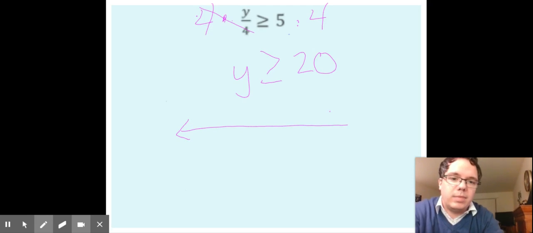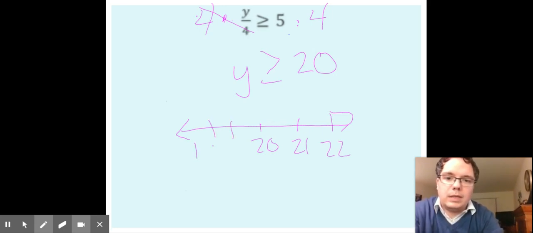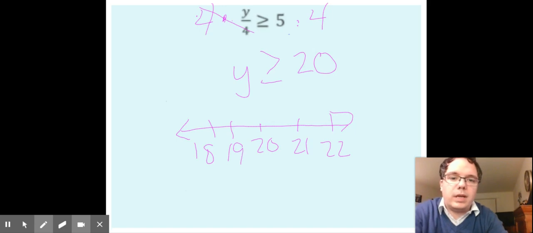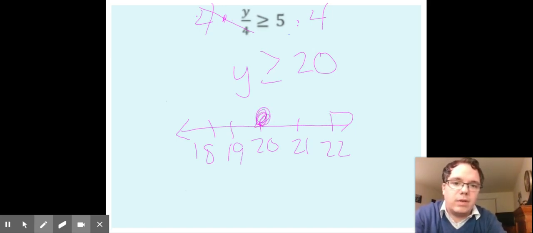Because when we draw our number line and we put 20 in the middle and we put 21, 22, 18, and 19. So when we look at our numbers, 20 needs to have a closed dot because we have an or equals to. And is 19 bigger than 20? No, it's not. Is 21 bigger than 20? Yes, it is. So we're going in 22.